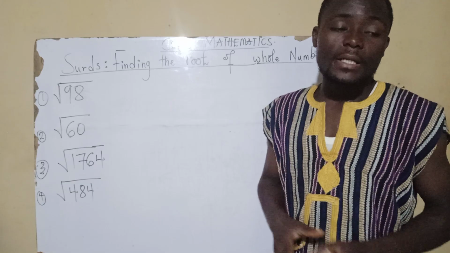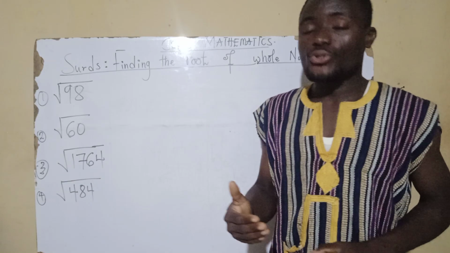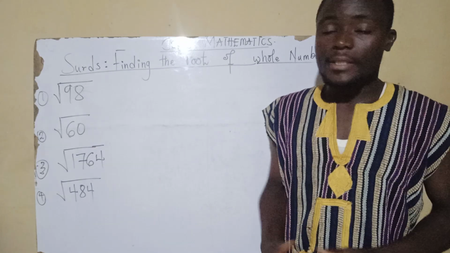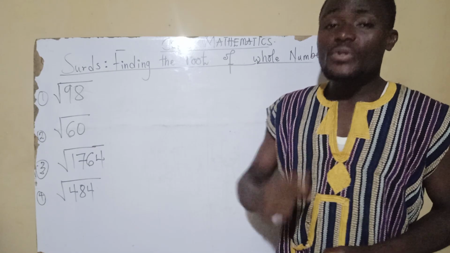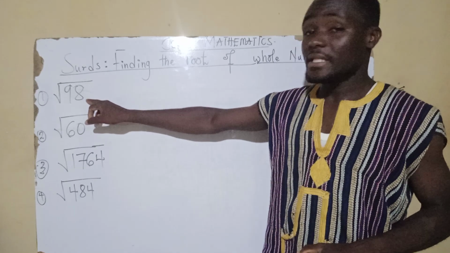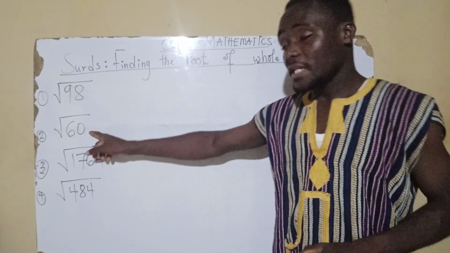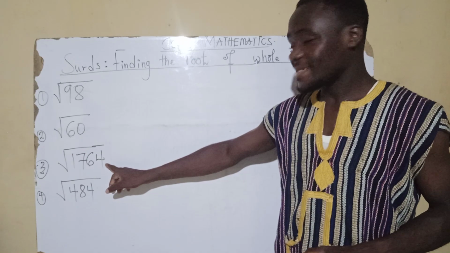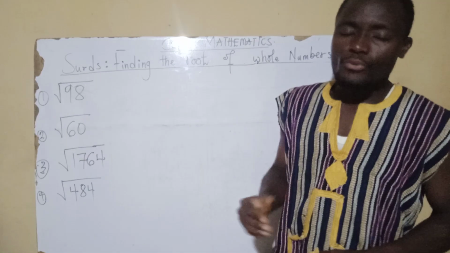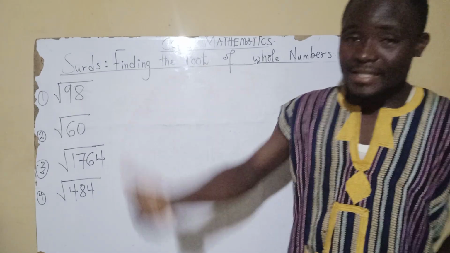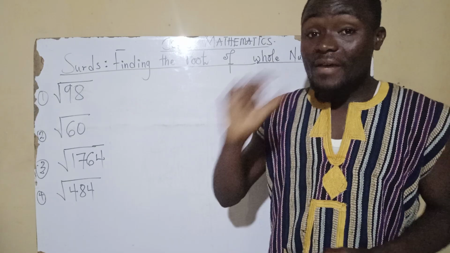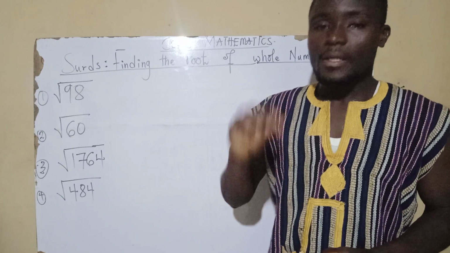Alright, so before that, I would like to expose you to the idea of what we call perfect squares. Have it in mind that before we will be able to find the root of this number 98, the root of the number 16, the root of the number 1764, and the root of the number 488, we should have an idea about something in mathematics, and that thing is termed as perfect squares. Are you with me? Perfect squares.